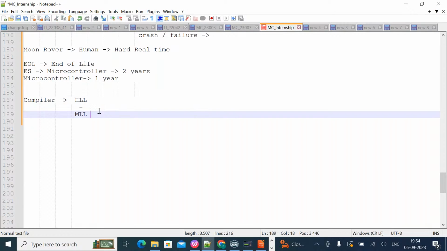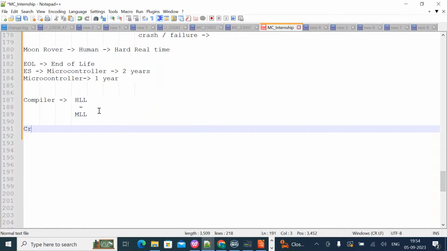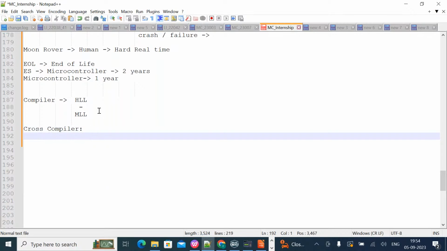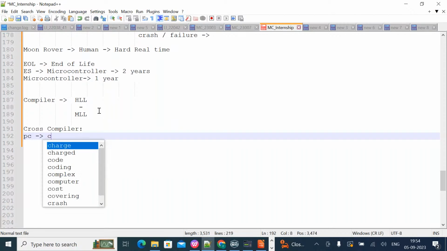Okay, fine. Chalo. Then here I'm talking about the cross compiler. So what do you mean by cross compiler? Today we are talking about the process in which code we will be writing in our PC. Okay.